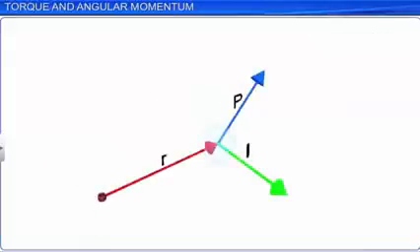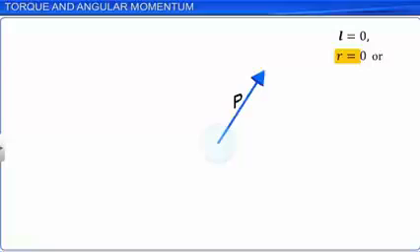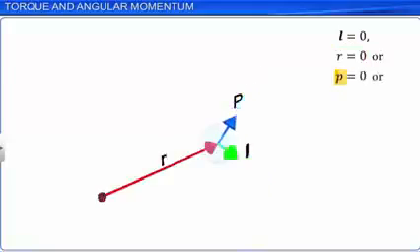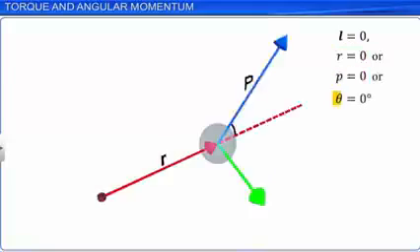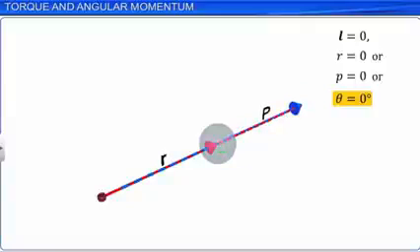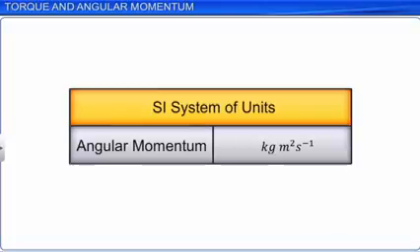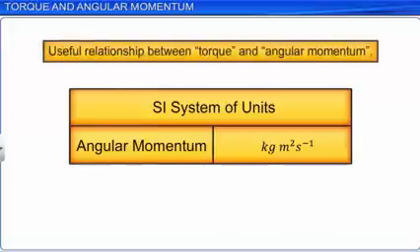L is 0 when r is equal to 0, or when p is equal to 0, or when theta is equal to 0. The SI unit of angular momentum is kilogram meter square per second. We can find a useful relationship between torque and angular momentum.